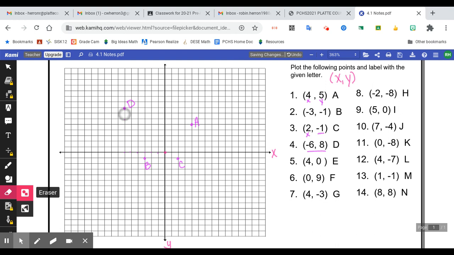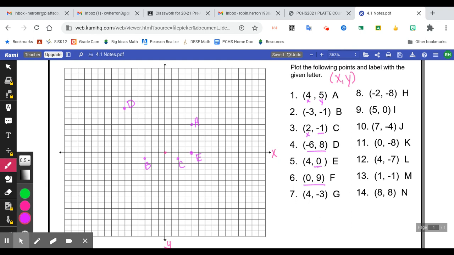Okay, number 5 gives us 4, 0. Okay, so I'm going to go 4 on the x and then 0 for the y. So 1, 2, 3, 4 for the x. 0 means I'm not going up or down. I'm staying right there on the x-axis. And this would be my letter E. Okay, hopefully we're doing okay. Erase these so we don't get confused.